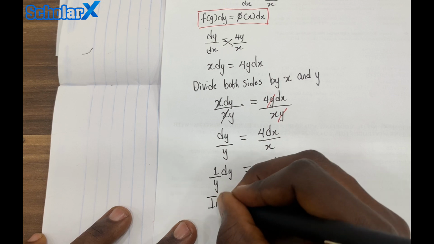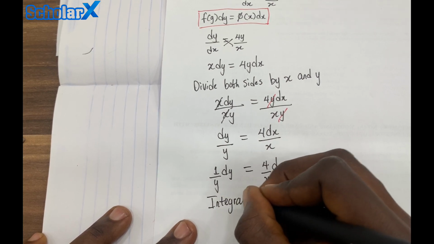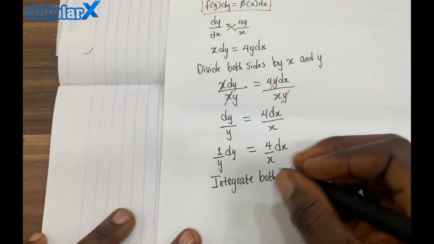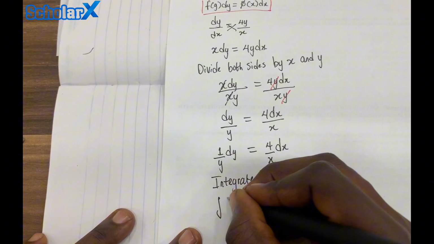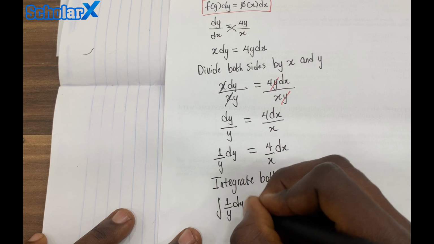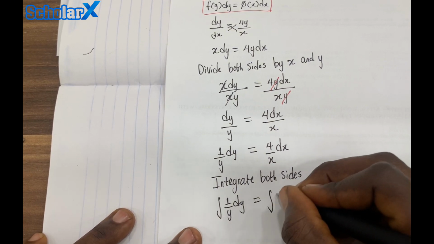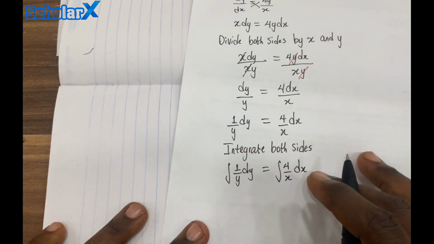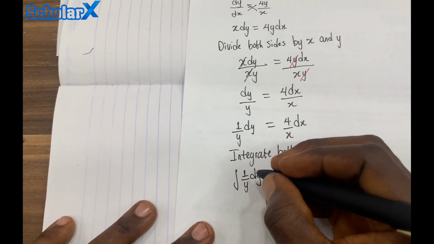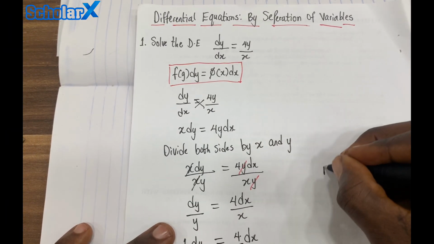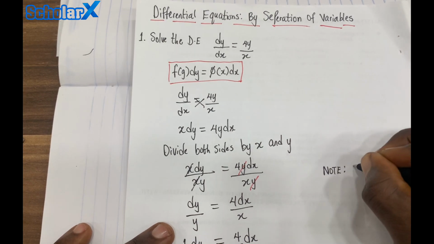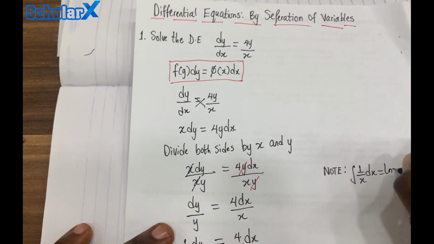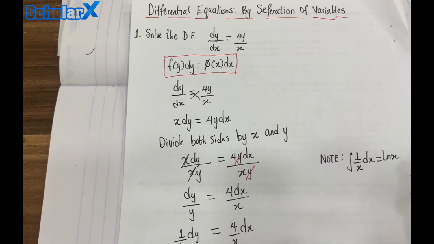Then the next thing we do is integrate both sides. So when we integrate both sides, it becomes the integral of 1 over y dy, and on this side we have the integral of 4 over x with respect to dx. Take note that if you integrate 1 over x with respect to dx, you're going to have ln x, the natural logarithm of x.